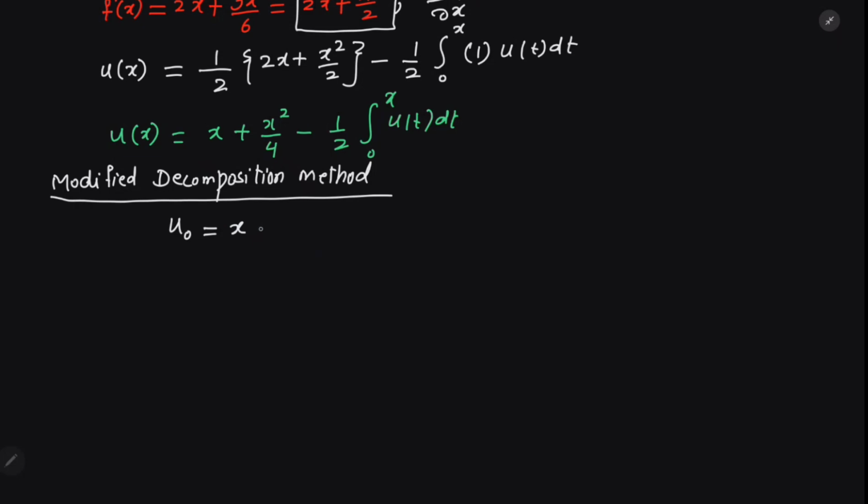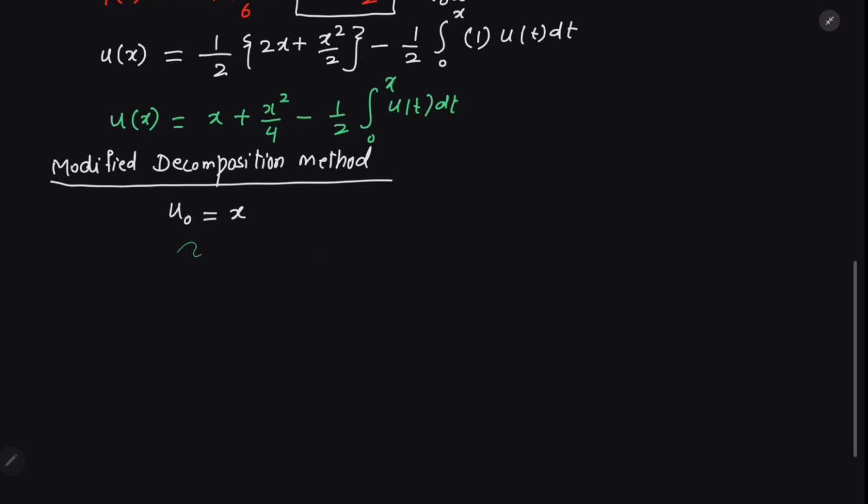This is our initial approximation. In the modified decomposition method, we have the iterative formula: u n plus 1. If you have considered u naught equal to f of x, this is x, then the remaining part is x square by 4 minus 1 by 2, integral 0 to x, u n of t dt. So this is the formula for the modified decomposition method.